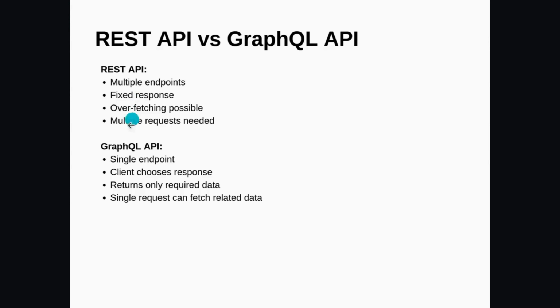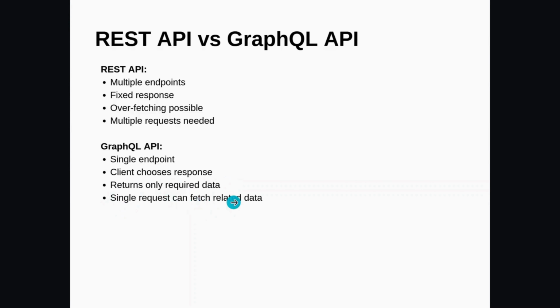In GraphQL we don't have that kind of problem, because the client chooses what response they want. If they just want the order ID, they will just receive the order ID. We will see how that is possible in GraphQL. It returns only required data.